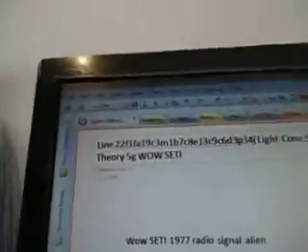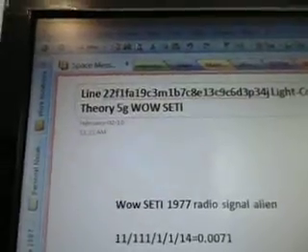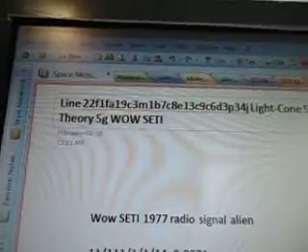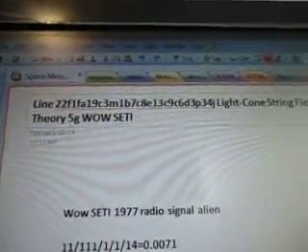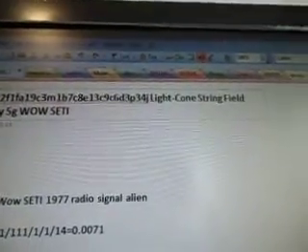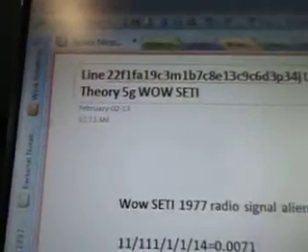284C3M1b7C8E13c9c6d3p34j. Line 22f1fa19c3m1b7c8E13c9c6d3p34j. Light cone string field theory 5G Wow Seti.